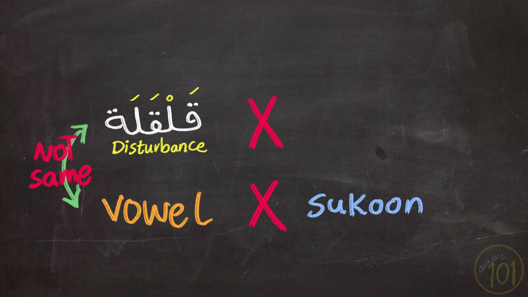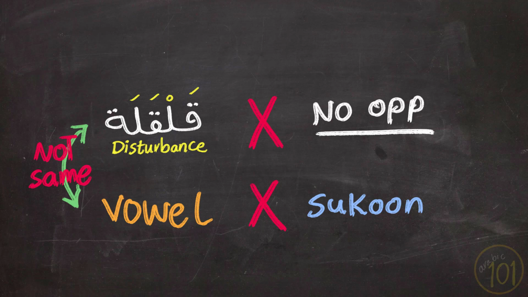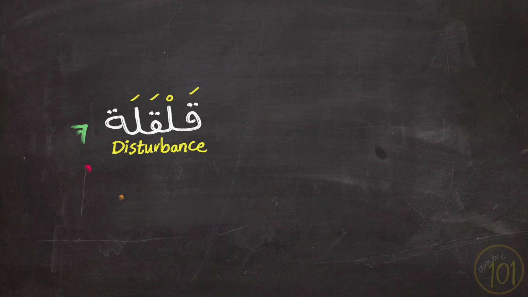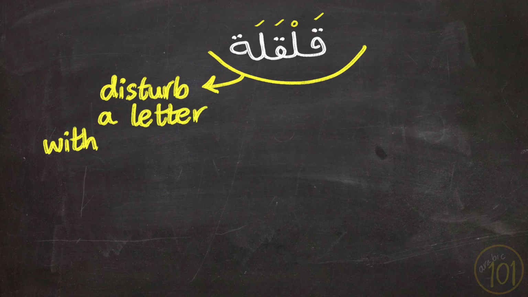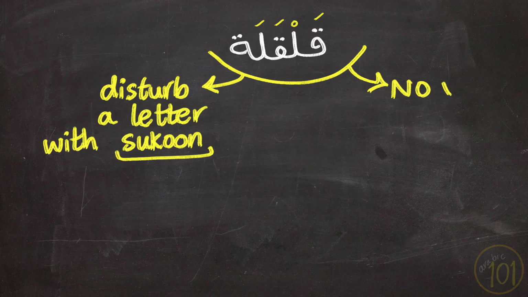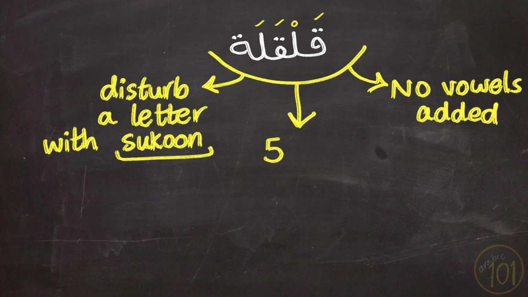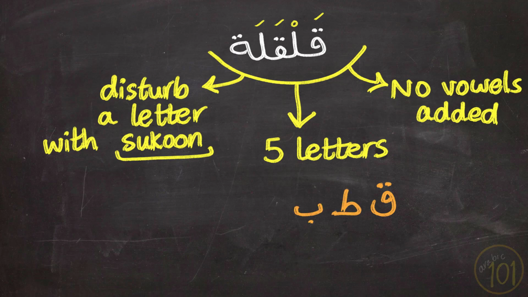So the concept of Qalqalah in Tajweed essentially has no opposite, and it means disturbing a letter that has a sukoon without adding any movement or vowel to it. And it only concerns 5 letters: Qaf, Ta, Ba, Jim, and Dal. And together they form the word Qutb Jadd, which is an easy way to remember these 5 letters.